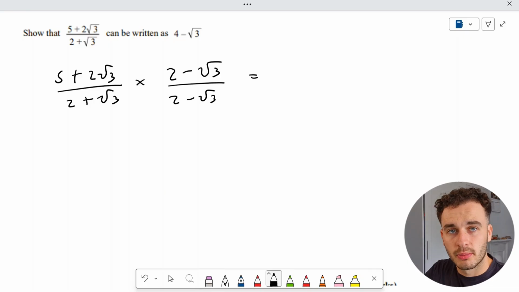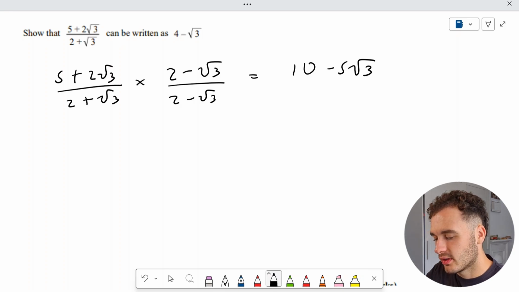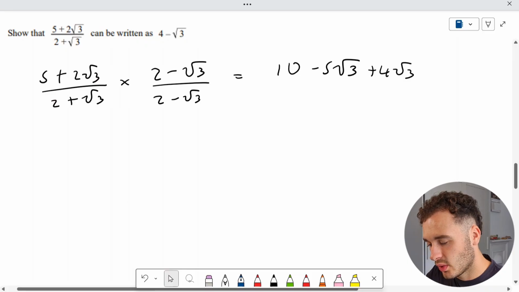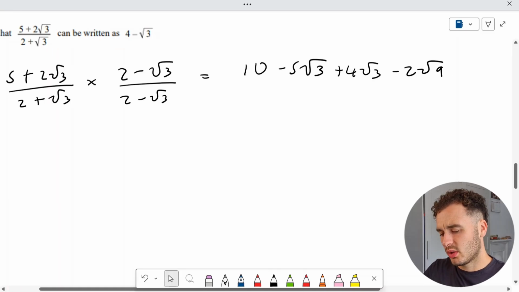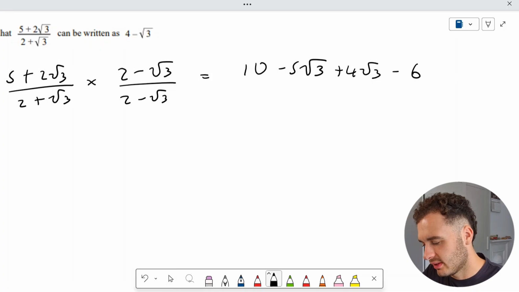So this top calculation is an expansion. So 5 times 2 is 10. 5 times minus root 3 is minus 5 root 3. 2 root 3 times 2 is 4 root 3. And 2 root 3 times minus root 3, well, that's going to be 2 root 9. Sorry, minus 2 root 9. And minus 2 root 9 is minus 2 times 3, which is just minus 6. Okay.